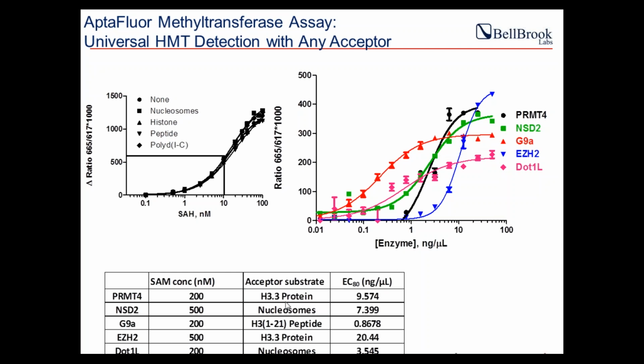And the graph and the table below actually convey almost the same information. This shows the SAM concentration that we tested them at initially, and also the acceptor protein that was used, and the EC80 concentration of the enzyme. Of course, it's in nanograms per microliter, so it may not give you a lot of idea about nanomolarity, but I will get to that in just a bit. I'll show you some additional examples.